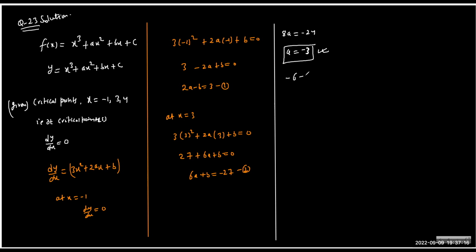So minus 6 minus b equals 3. So b is minus 9, right? So we got b equals minus 9. So let's verify the answer. We got the answer, minus 3 and minus 9. You can just check the answer. If this is an odd number, then this answer should be available.